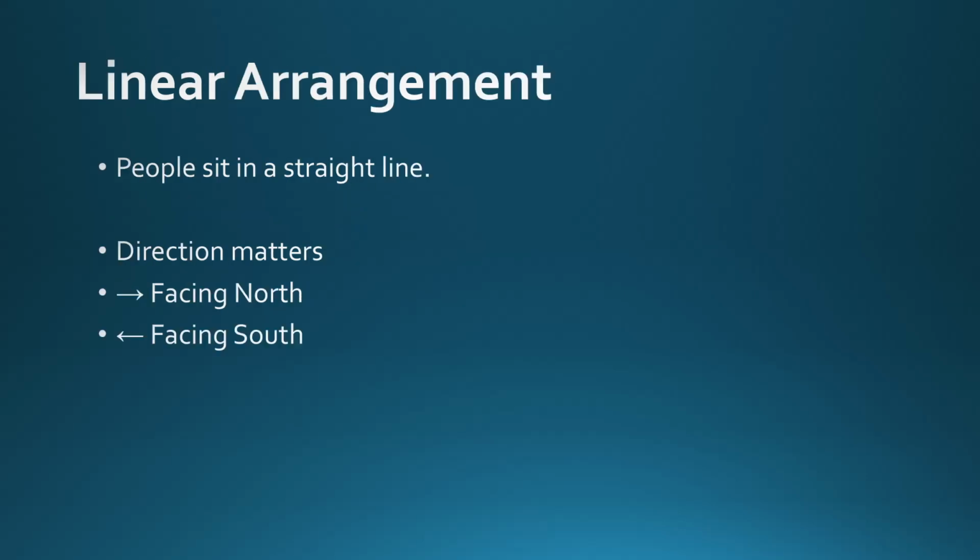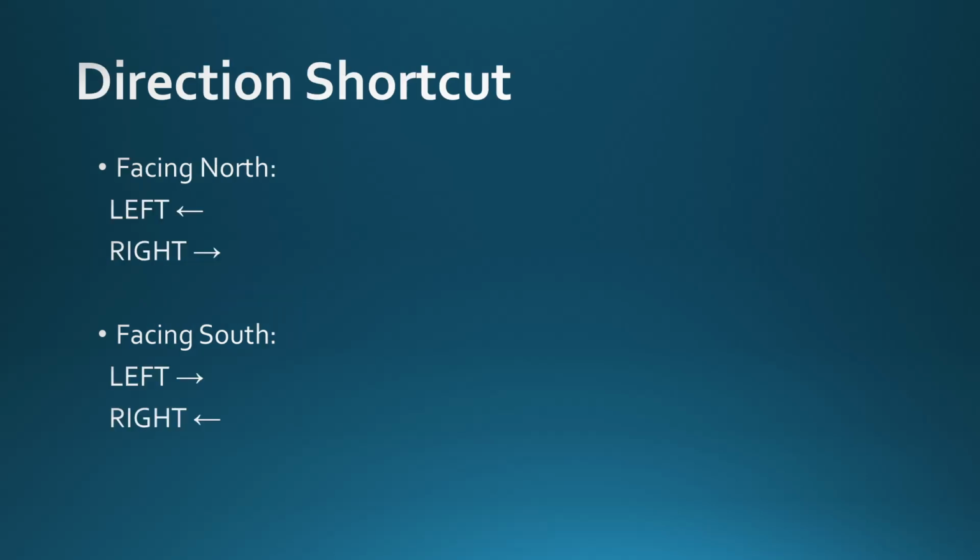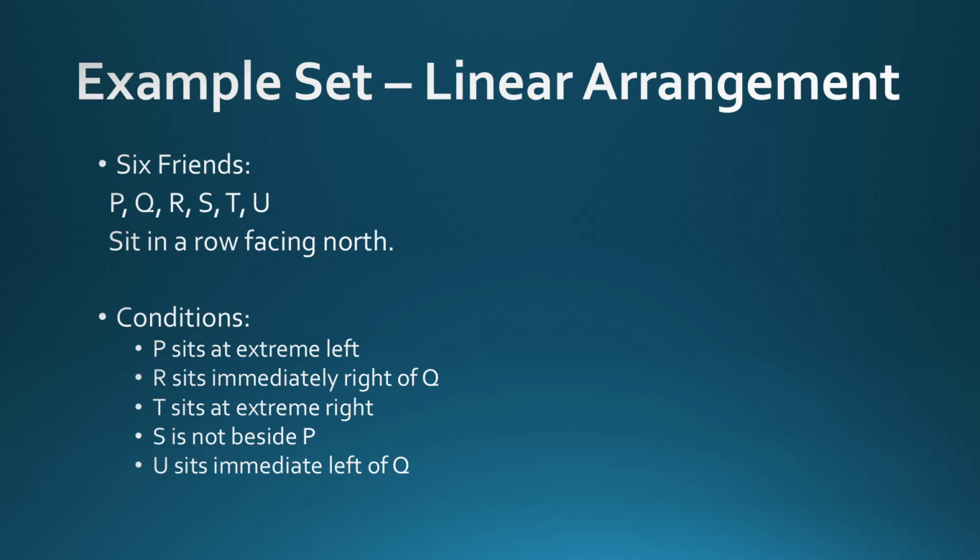Now, in case of linear arrangement, people sit in a straight line and the direction matters. So, facing north, left and right is in one direction, and facing south, left and right are in the reverse direction. Missing these directions can often lead to mistakes in the exam. Now let's look at an example set of linear arrangement.